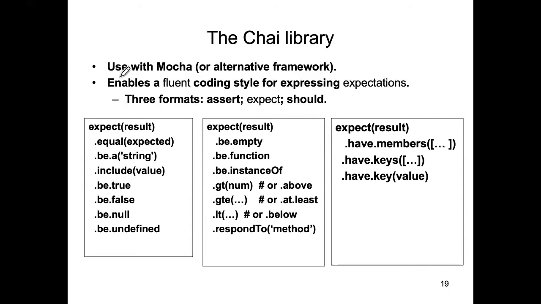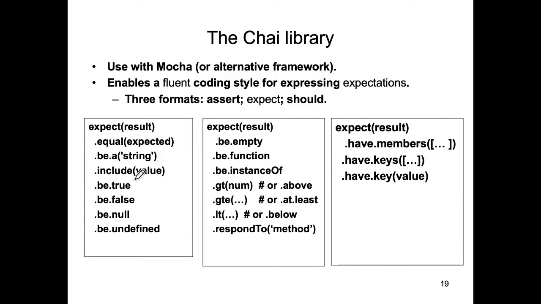What it enables us to do is write what I'm calling a fluent coding style for expressing expectations. Remember, expectations are what you expect. It's a way of stating what you expect the response from the target method to be, or, as we know now, what you expect the state of the target object to be after your target method has executed. So either way, it's a way of expressing these expectations. And I have an almost full list of all the different types of statements that you can make using this Chai library for expressing expectations.